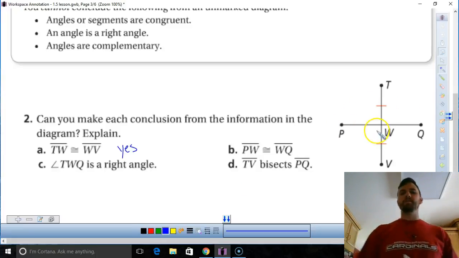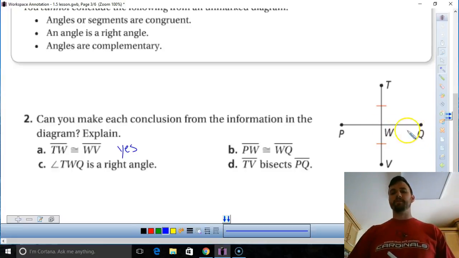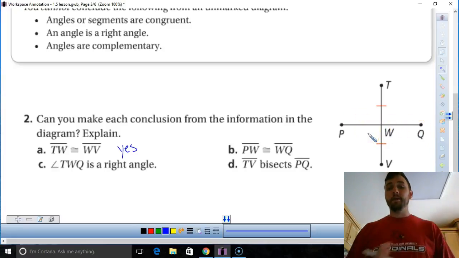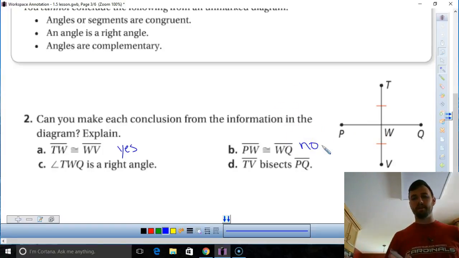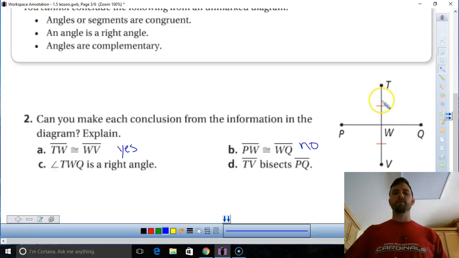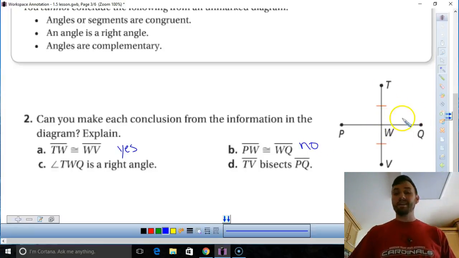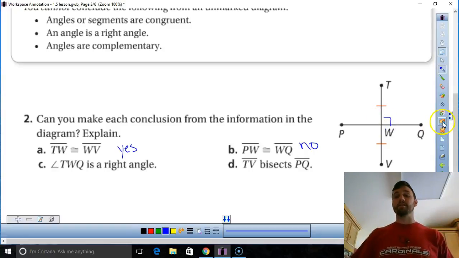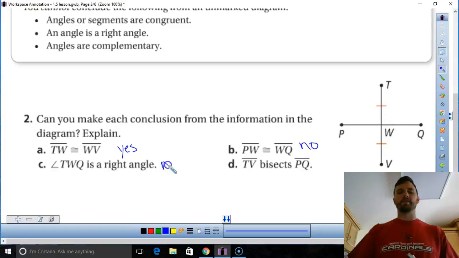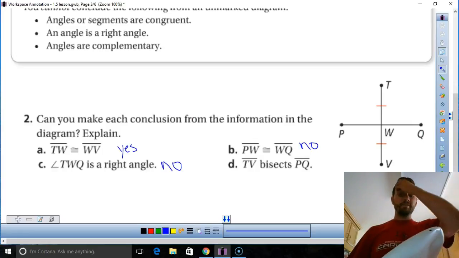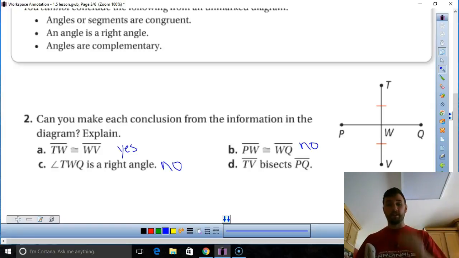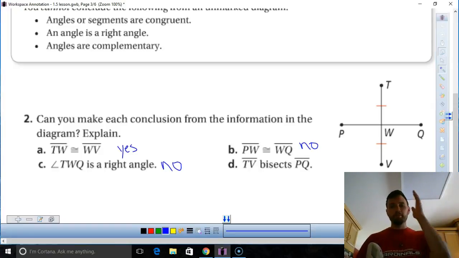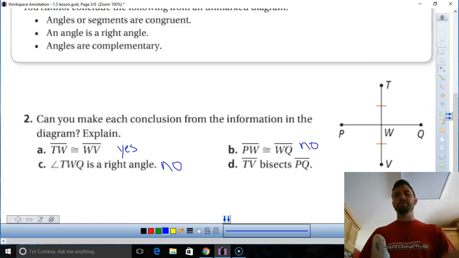Now, what about PW and WQ? It looks like it, but they're not marked. So, no. I can't just say it. How about TWQ is a right angle? Again, it's not marked. If I put that there, I could say, yes, it's a right angle. But because it's not marked, I have to say no. What about TV bisects PQ? Now remember, bisect means to cut in half, right? But I don't know if PW equals WQ. So I just don't know. It looks like it, but I don't know. So I gotta say no.